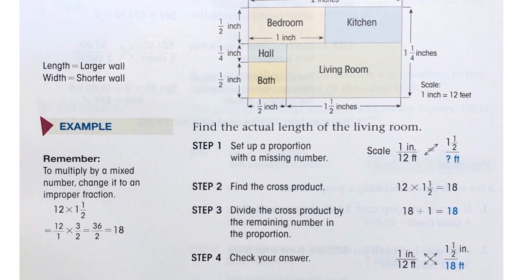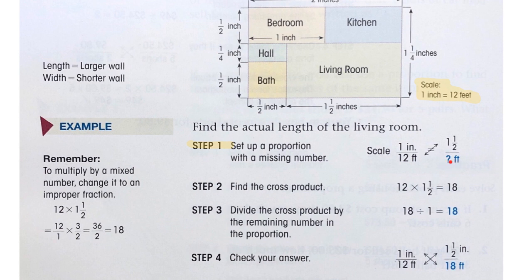So let's find the actual length of the living room. So step one, we can set up a proportion with the missing number. We are given this scale right here. So let's highlight that so we don't miss it. So the scale is for every inch, that is equal to 12 feet. So we have the scale for step 1, 1 inch for every 12 feet.